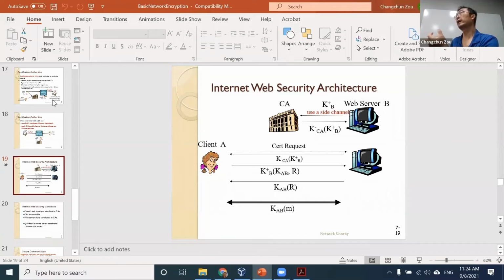A digital certificate is a way for you to distribute your public key in a reliable way. If you don't have a digital certificate, you can still distribute your public key to your client, to your customer. But this distribution is not reliable. An attacker could interfere, because if you don't have this digital certificate, then when the client connects to you, the client may connect to the attacker's website, but the client doesn't know that because they cannot verify the public key.